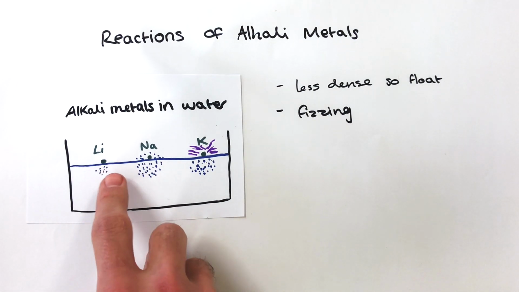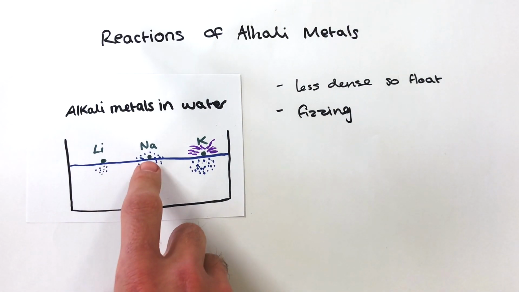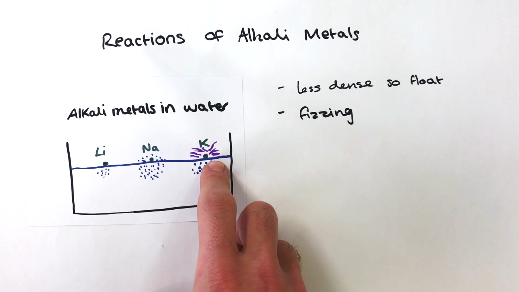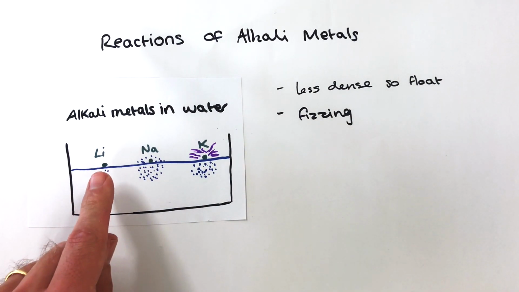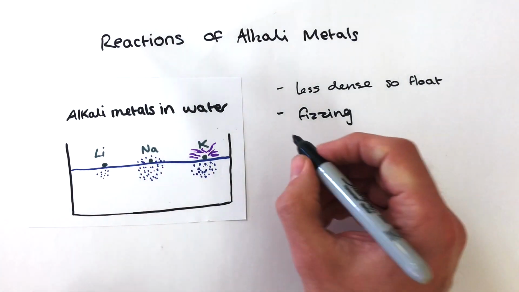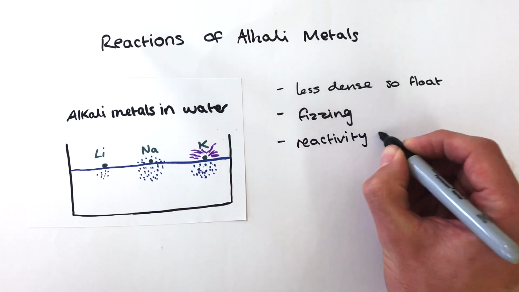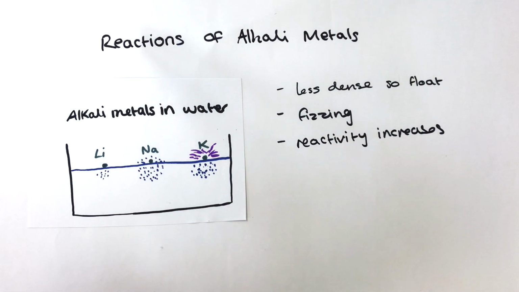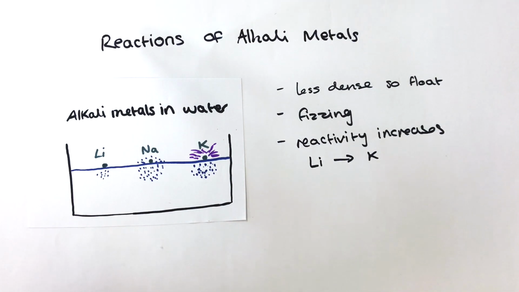You can see as you move from lithium to sodium to potassium that the bubbling gets more vigorous. The reaction gets a little bit more excited. So we've got some fizzing here jumping out above the water for the sodium. And then we've got the reaction here of the potassium where you'll end up seeing a lilac flame as well. So we're seeing as we go down that group from lithium to sodium to potassium, reactivity is increasing. And that's a trend that you'll find throughout the group.